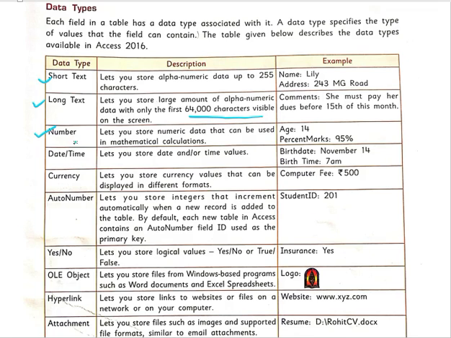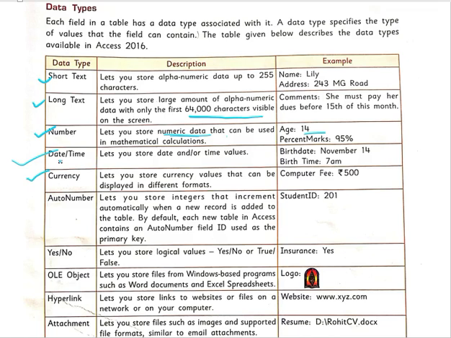The third is our number. It lets us store numeric data. Suppose your age 14, pass mark 95, all the numbers. Next is our date and time. It lets you store date as well as time. Suppose your birth date, November 14, or birth time 7 am. This type of data can be stored in the data type known as date and time.